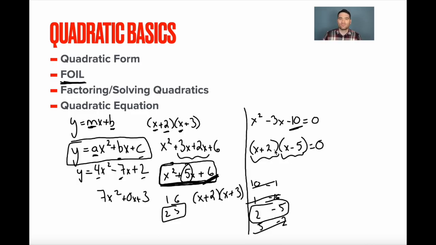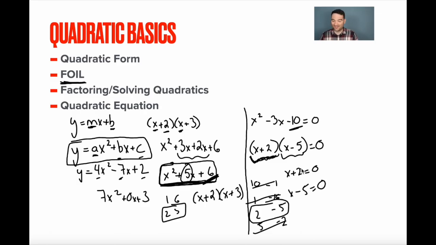Well, what does that mean? If a times b equals 0, what must be true? Well, either a must be 0 or b must be 0, right? If Bob times Joe equals 0, either Bob must be 0 or Joe must be 0 for me to get 0. So what I'm going to do is consider both possibilities. I'm going to say, okay, well, either this term right here could be 0, x plus 2 could equal 0, or x minus 5 could equal 0.